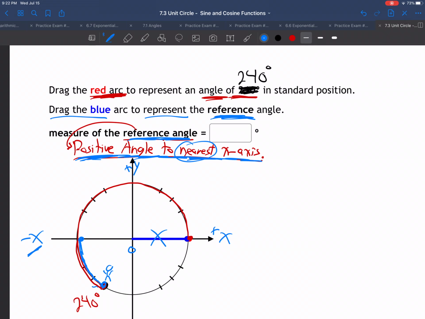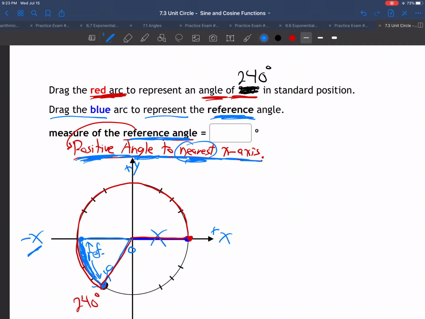There are two arms to the blue piece. One of them will be like this and the other will be like that. And there'll be two arms to the red piece. One of them will be like this and one of them will be like that. So this blue section is showing you the reference angle. What is it? It's how far to the nearest x-axis, right? It's the positive angle to the nearest x-axis.